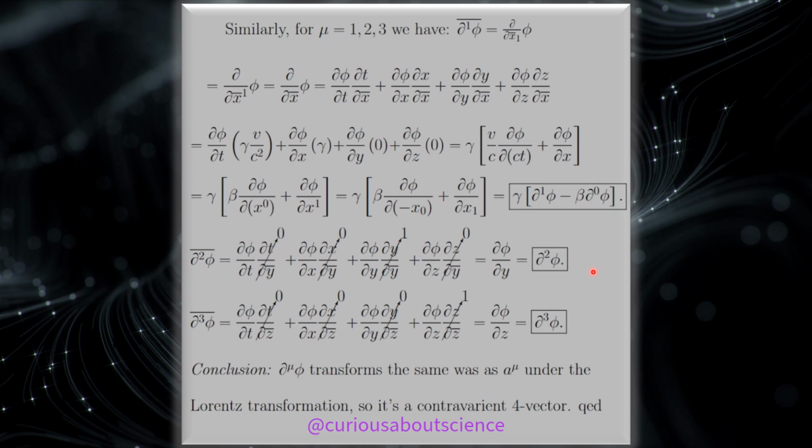Now, if we want the y and z terms, well, of course, we know that those transform to the same thing. Y bar goes to y, z bar goes to z. So these two are certified in that respect as well. So that's actually really cool. So what we can say in conclusion is that the gradient four-vector transforms the same way as a contravariant vector does under the Lorentz transformation. So it is a contravariant four-vector.